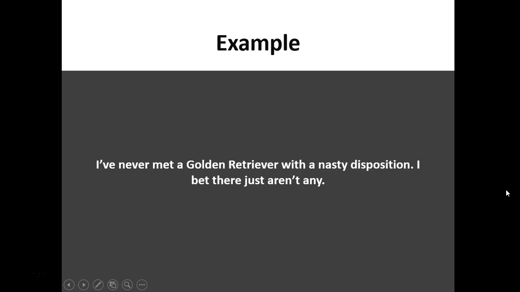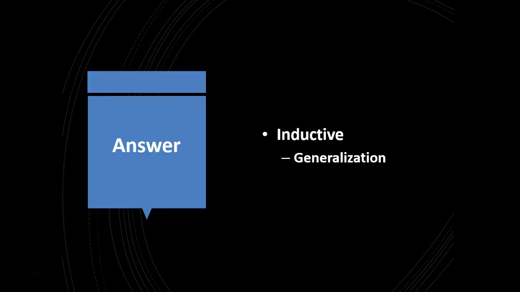Next, I've never met a golden retriever with a nasty disposition. I bet there just aren't any. Answer, that was inductive, and it was a generalization. Somebody is claiming essentially that there aren't any golden retrievers who are nasty, and they're basing that conclusion on the fact that every experience they've had with golden retrievers, they've been nice dogs, right? You're drawing a conclusion from a sample.